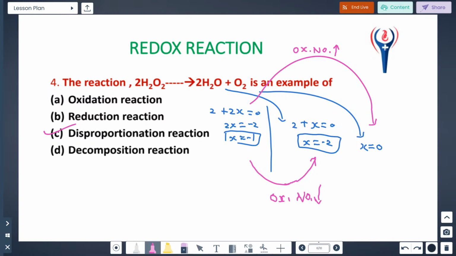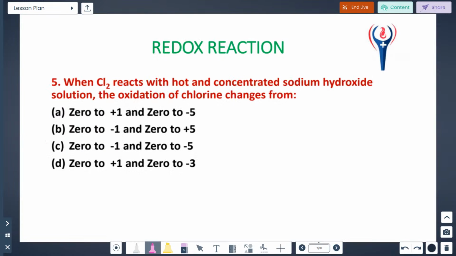Next one. When Cl2 reacts with hot and concentrated sodium hydroxide solution, the oxidation number of chlorine changes from.